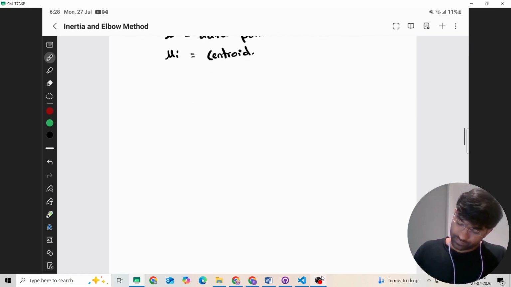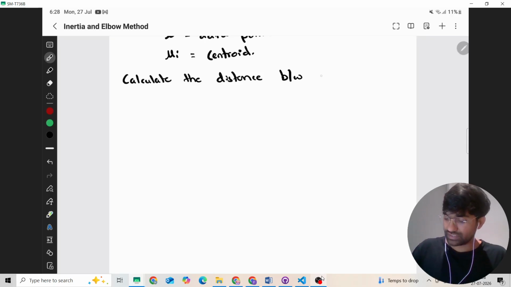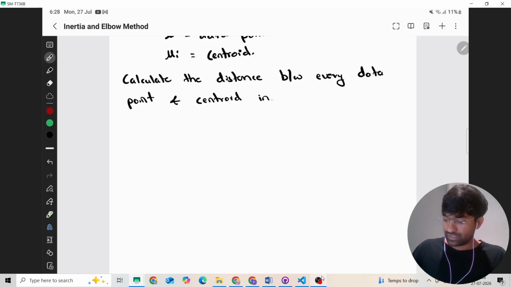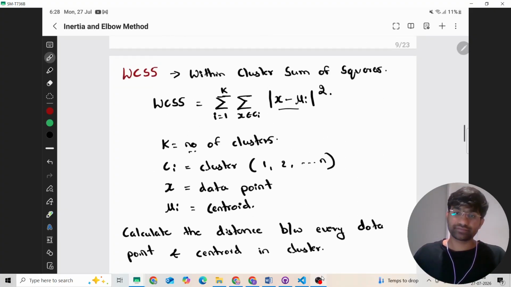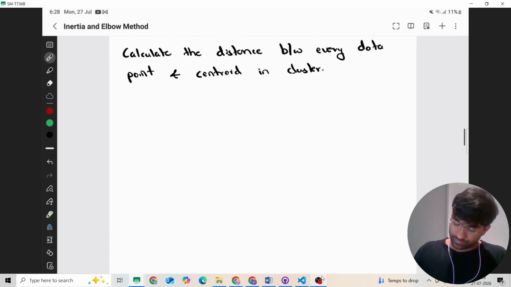We have to calculate the distance between every data point and the centroid in a cluster, then square it and add it. I will show you with an example.